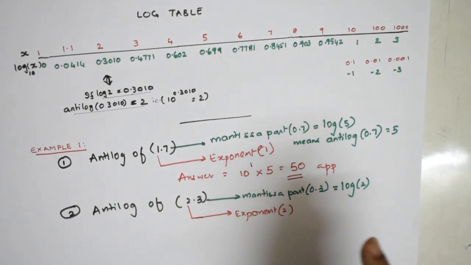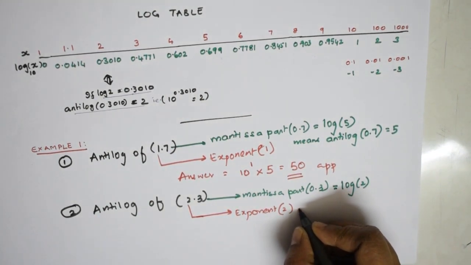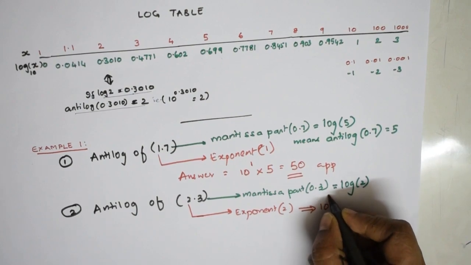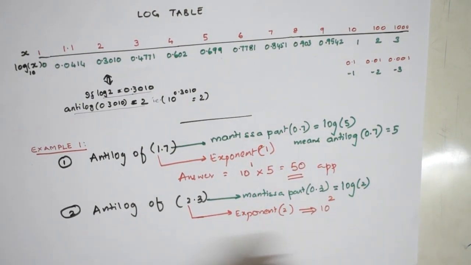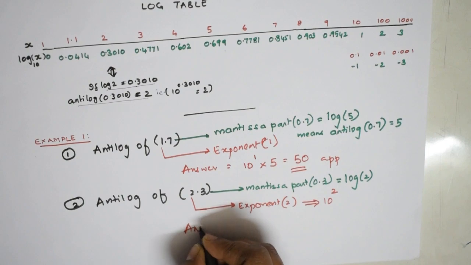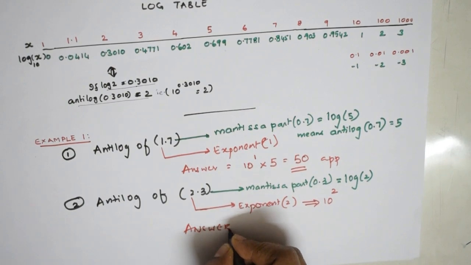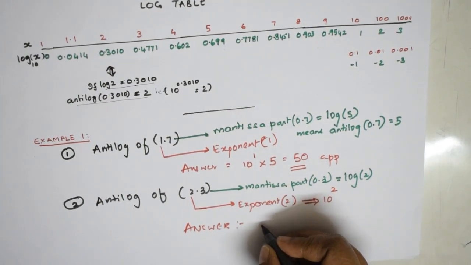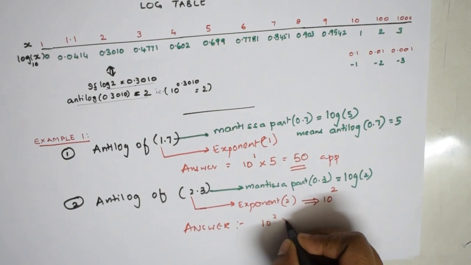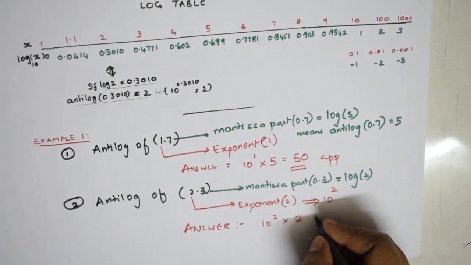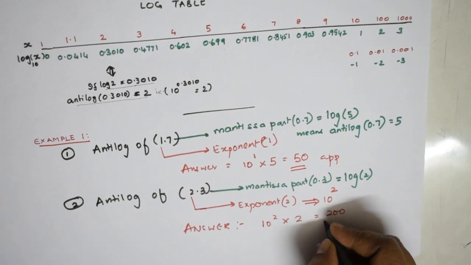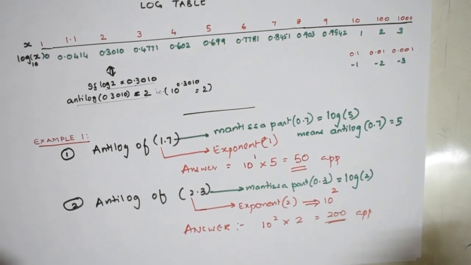Now exponent 2 implies the value 10 raised to the power of 2. So what is the answer now? Let us write the answer. Answer is nothing but, just see the exponent part, 10 raised to the power of 2 into log 2. What is it equal to? It is equal to 200. So the approximate answer is 200.